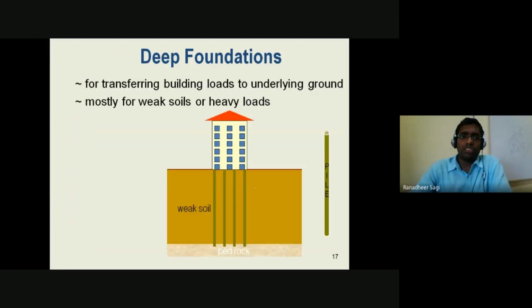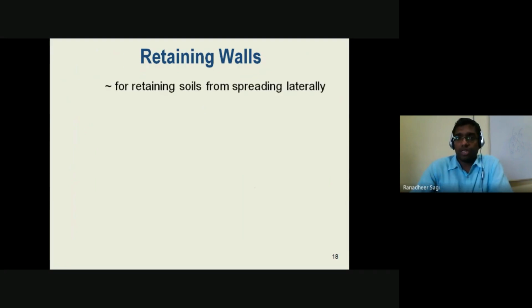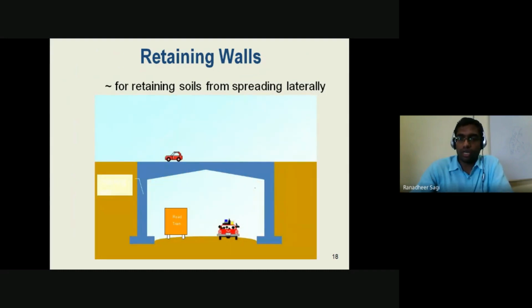And coming to the deep foundation, these are another type of foundation we come across, which are relatively suitable when the soil below the ground is relatively weak, or the loads coming from the superstructure are very heavy. In both cases, we try to transfer the structural load deeper into the soil strata, to deeper depths where a harder soil is available, which is capable of taking the loads coming from the structure. And in the case of retaining walls, we also talk about the understanding of the soil there.